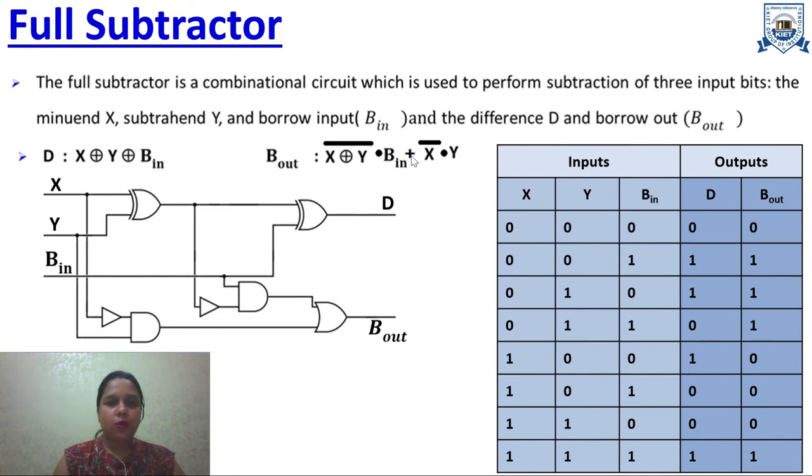Then we want x bar dot y. So x is here. This will produce x bar, and for dot we are having an AND gate, and for y we are having this line. So this will be x bar y, and this will go as input for the OR gate because we need to add these two Boolean expressions. So here we are having the complement of x XOR y dot b in, and here we are having x bar dot y. So b out is generated.